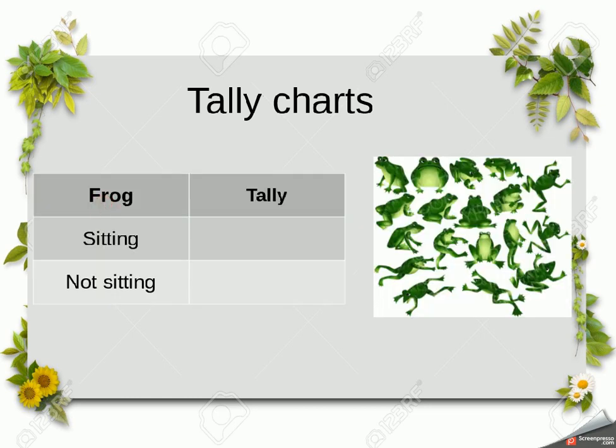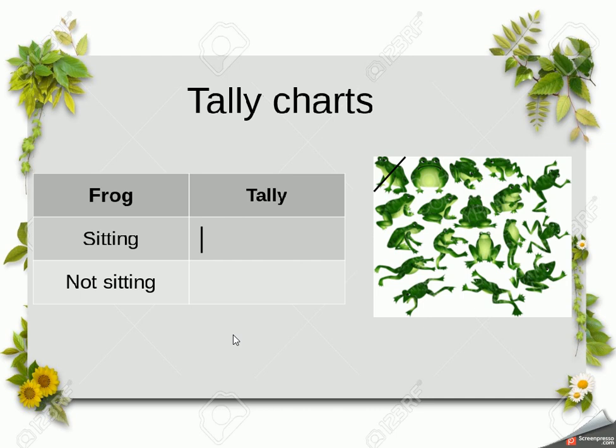What we have on the left here is a tally chart. So we've got the different categories, sitting and not sitting, and we've got the tally column where we're going to put the tally marks. Sometimes at the end as well you'd have another column which allows you to put down the number that those tallies add up to, rather than having to count the number of tallies every time you want to look at that data.